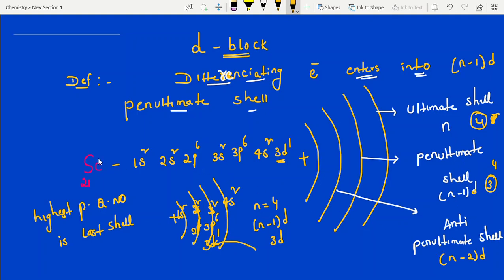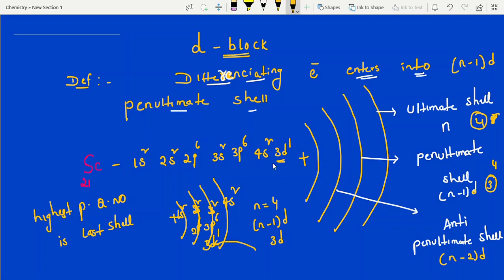Now, let me take one example and try to explain the meaning of the definition: differentiating electron enters into the n-1d penultimate shell. See, most of the students are a bit confused about electronic configurations. So I have uploaded 2 videos on electronic configurations. Shortcuts were also explained on how to write them, and 4 different methods of electronic configuration I have taught in those videos. Chromium and copper, up to 30 elements, we have 2 exceptional cases, chromium and copper. Based on that also I have uploaded a video, so please watch it.